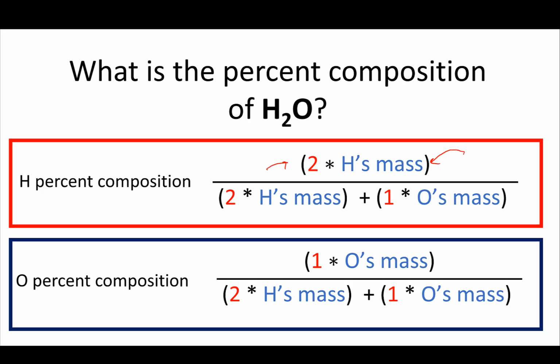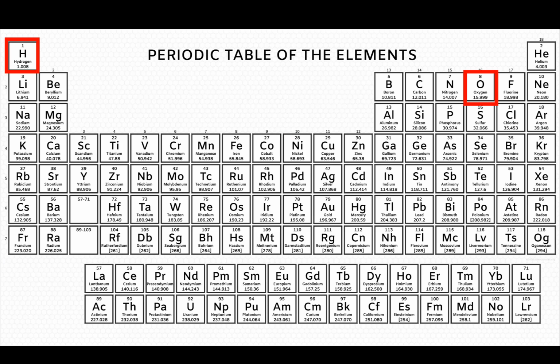divided by the whole molar mass of H2O. That's the ratio of hydrogen's mass to the whole mass. Then I would do a similar thing with oxygen. I would take 1 oxygen's mass divided by the whole thing. And so I will look at the periodic table. Oxygen is about 16, hydrogen is about 1, so I'll plug those numbers in.